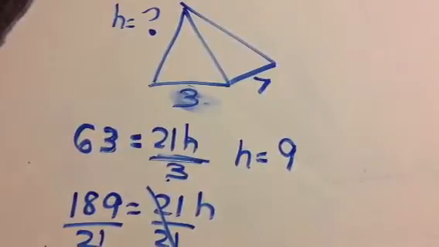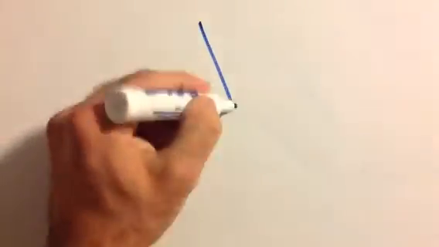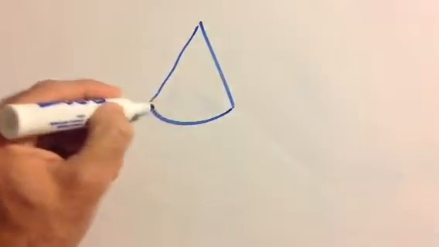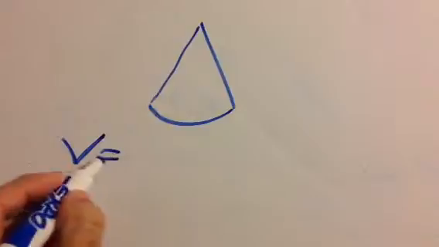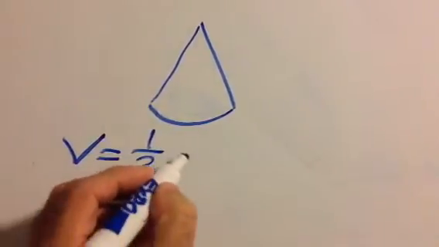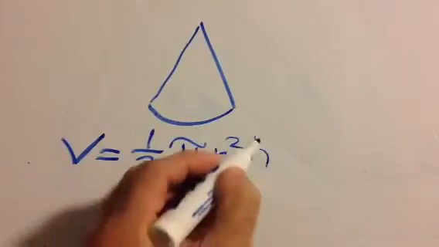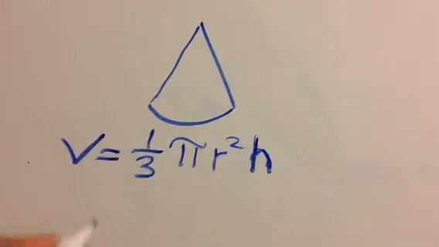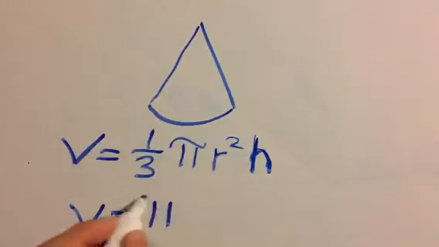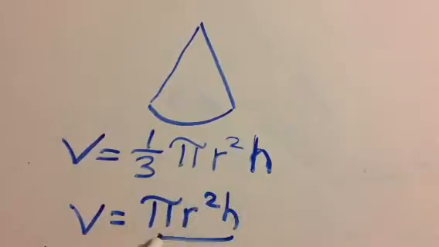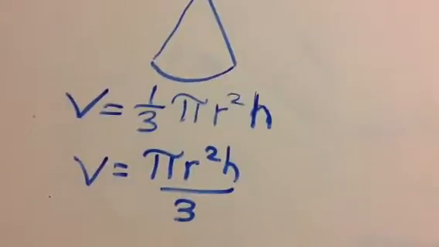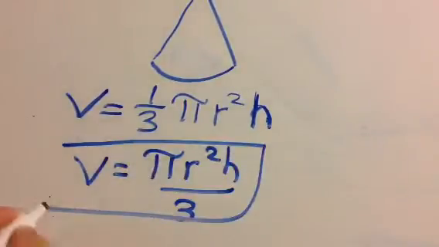Now let's look at cones. We did volume of pyramids, and now let's do cones. So let's make a little cone here. Here's our cone, ice cream cone, whatever it is. And the volume for a cone is 1/3 pi r squared h. We have to use the symbol pi. Now there's another way of doing it, you can do pi r squared h over 3. Whatever one you want. We have options.